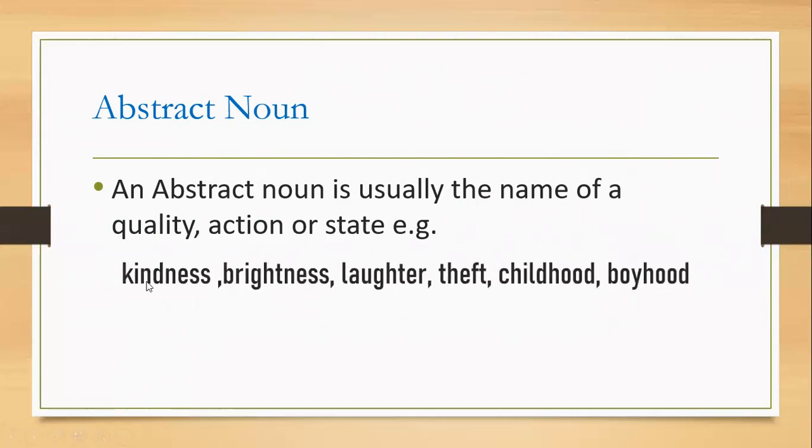Kindness. How much a person is kind. We cannot touch it. We can feel it only. Brightness. We can feel it. Laughter, theft. These are the actions of a person that we can feel. We cannot touch. Childhood, boyhood. These are the names of states. We can feel. We cannot touch these states. So what we have concluded, an abstract noun is the name of thing that is in our imagination. We can feel it. We can never touch it.